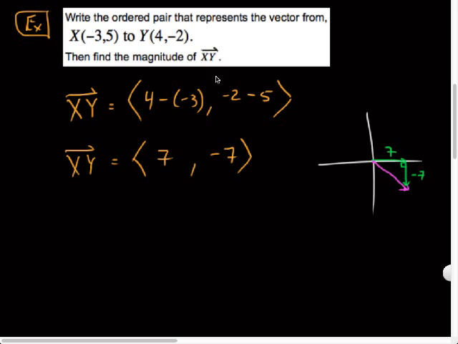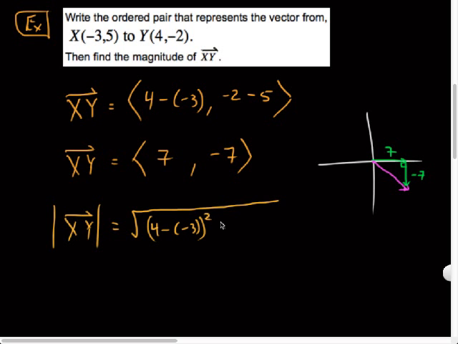Now it says find the magnitude of xy. Well, for the magnitude, we could use the formula. It's just going to be x2 minus x1, so that's 4 minus -3, all squared, plus y2 minus y1, so that's -2 minus 5, all squared. And you might realize, wait a minute, didn't I just do these subtractions? Yeah, we did it right there. So you could have just skipped and squared those and added them together.